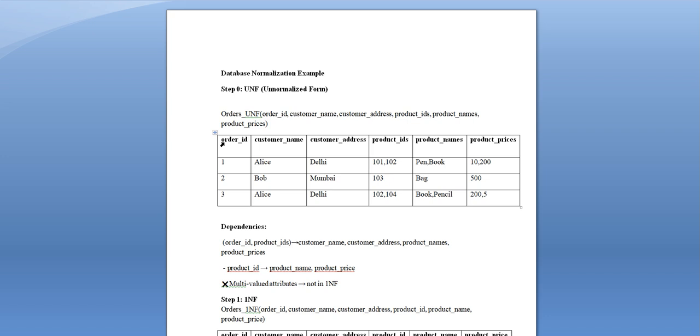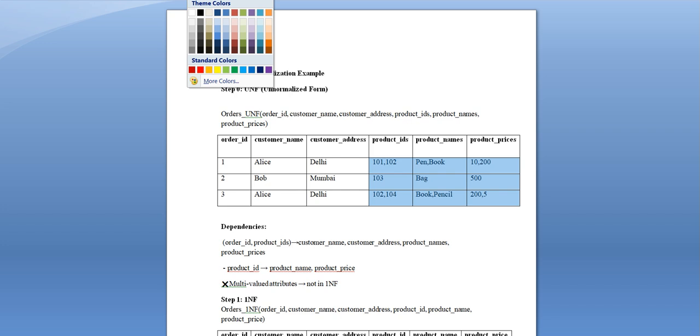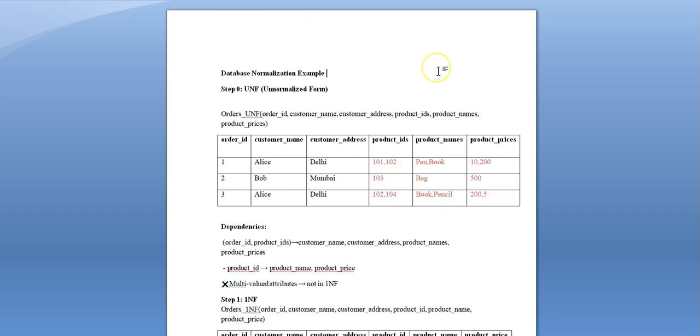Okay, in SQL. So in this table, we can see that order ID is 1, 2, 3. Customer name is Alice, Bob, and Alice. Customer address is Delhi, Mumbai, Delhi. Product ID, you can observe here, is a multi-valued attribute. And product name, here also you can observe, is a multi-valued attribute. So we can say that these three are multi-valued attributes.